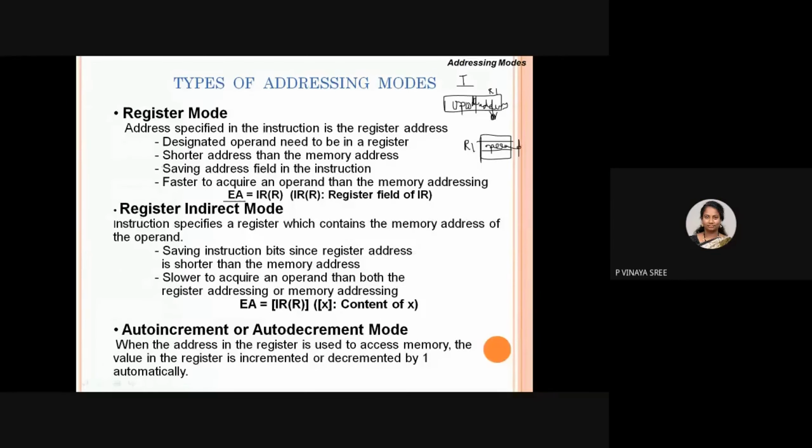Now let me talk about this. The effective address is what we have here. If you go to this, then you will be getting an operand. So for register mode, the effective address is the address field of the IR. What we have in the address field is called R, so the register field of the IR.